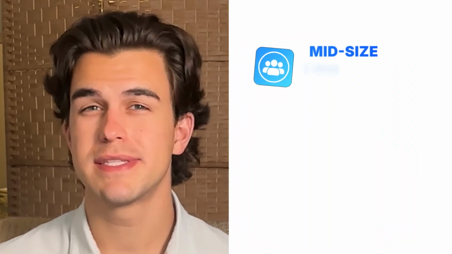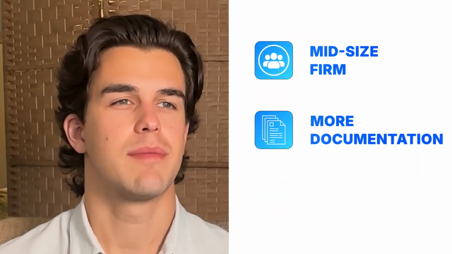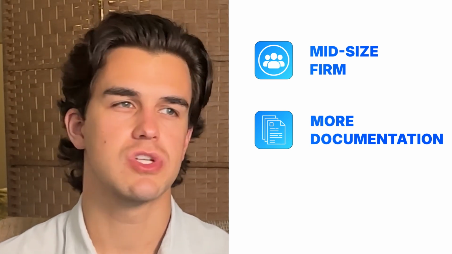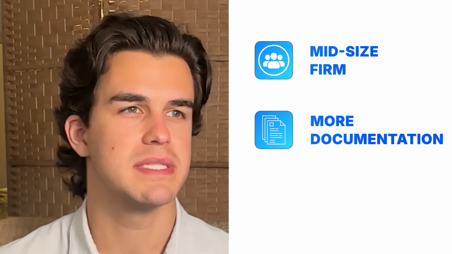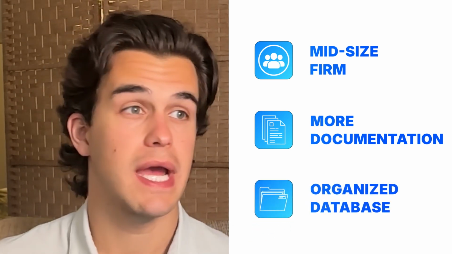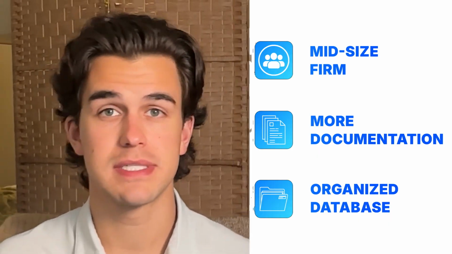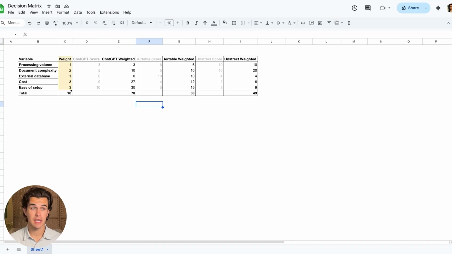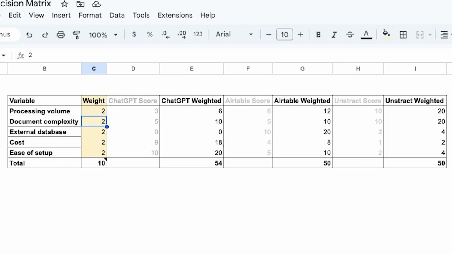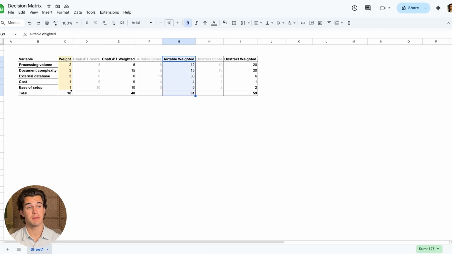For our next scenario, let's say it's a mid-sized family law firm. They have a team of paralegals and they process financial disclosure documents, custody agreements, and they need every field tracked and a searchable, ready to review database. Now that's starting to sound like Airtable, but just to see how this works, let's level everything out at 2. This brings us to Airtable as our winner.